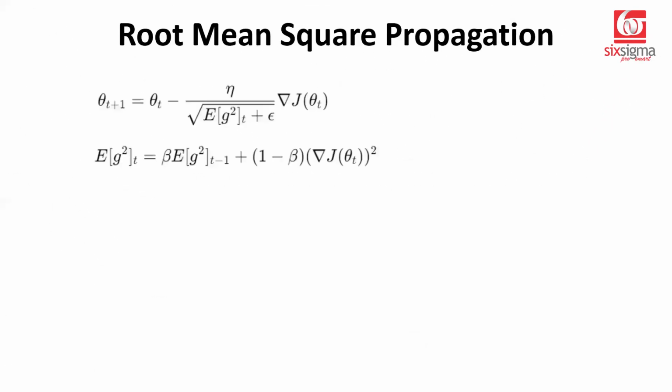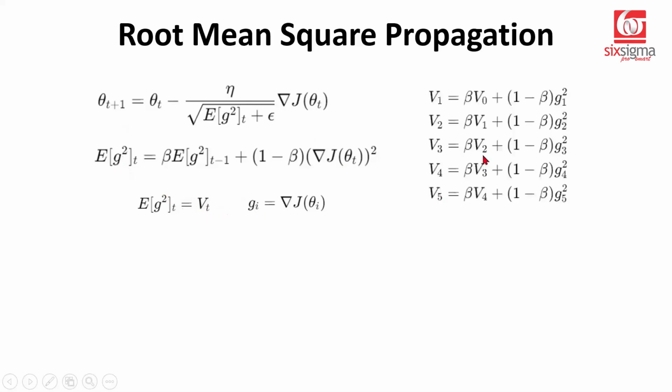Let's work out these equations a little better. So this is the equation we saw on the previous slide for the update. And this was the equation for the exponentially weighted moving average of the squared gradients. Let's make these symbols somewhat simple. So let's say we introduce this E[g²] at time step t as V_t, trying to simplify the notation because we'll be writing a lot of equations, right? So let's understand how this equation works. If we just replace these values here, how would the equation look?